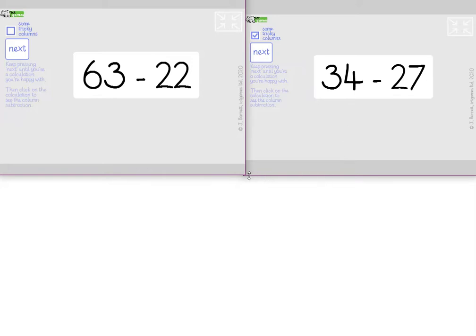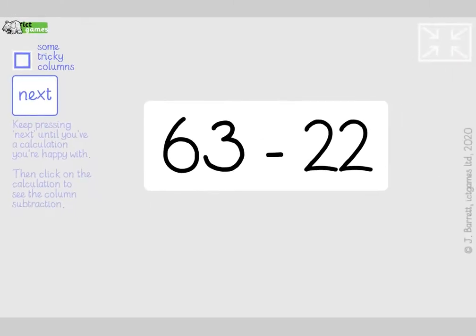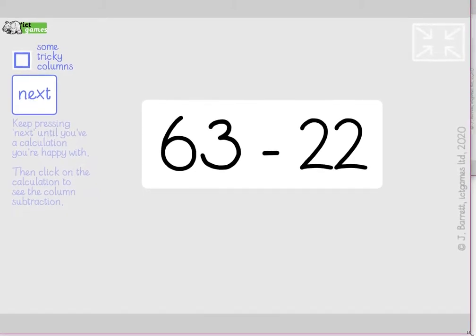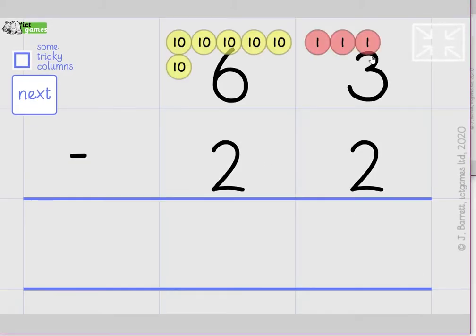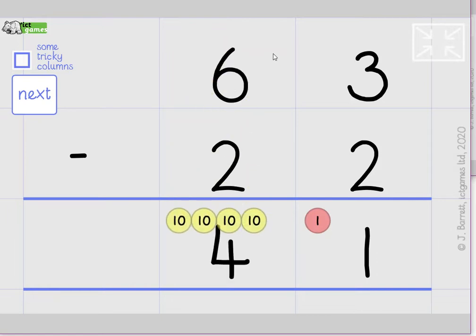Okay, now let's have a look at year ones first. Year ones, 63 take away 22. So we've lined up the 3 and the 2, and the 6 and the 2, the 60 and the 20. So 3 take away 2 is 1. 60 take away 20 leaves us 40. So 63 take away 22 is 41. Brilliant job. Well done, year ones, if you got that.